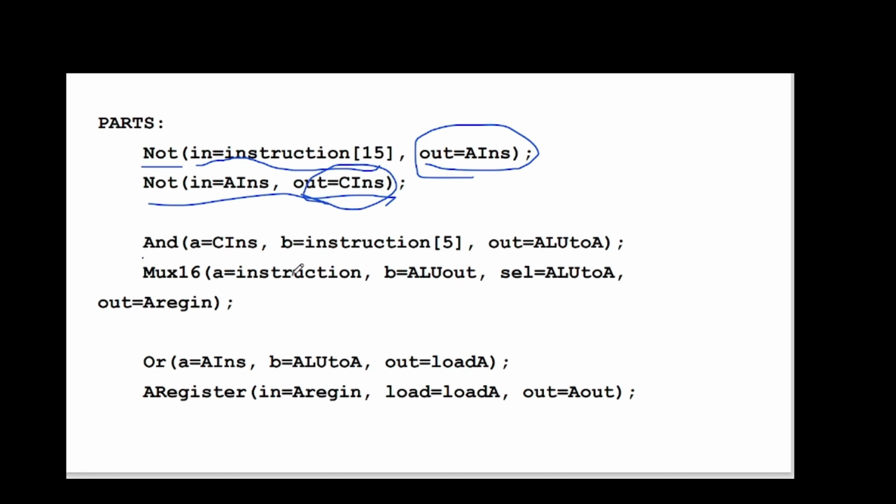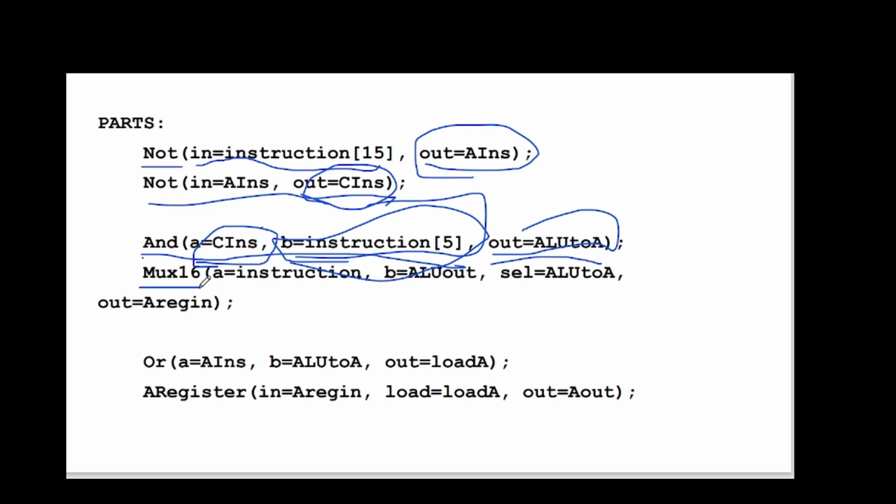Now here we are using an AND gate and checking that it is a C instruction, and also that the destination for it is the A register. Like if it is a C instruction and in the destination bits the A register bit is equal to 1, then enable writing in the A register, that is the ALU output is fed into the A register. Now here in the Mux16, A is set equal to the instruction, it is the A instruction, and B is set to the ALU output, and selection is set equal to ALU to A, and output is equal to the A register input.